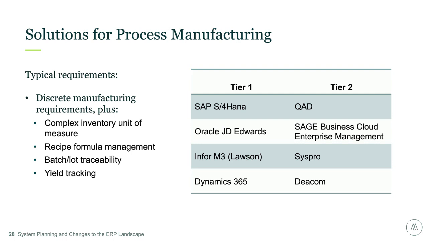For Tier 2 systems for process manufacturing, we often see QAD, Sage Business Cloud Enterprise Management, that used to be known as Sage X3, Syspro, a small vendor that comes up on our short list for smaller process manufacturers, especially when there's a need for recipe formulation. And DCOM, it's a system that's focused deeply on the process manufacturing vertical. We see it with clients who have adhesive or sealant kind of business in that process manufacturing sub vertical.